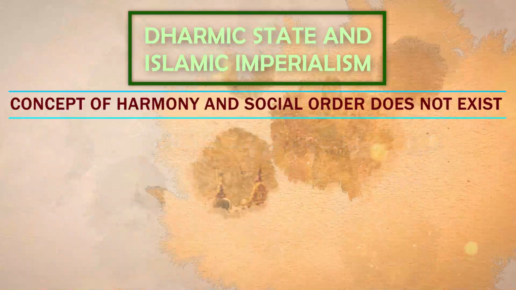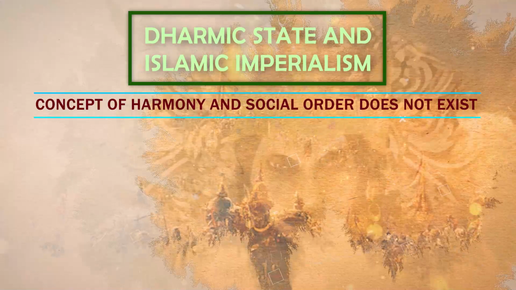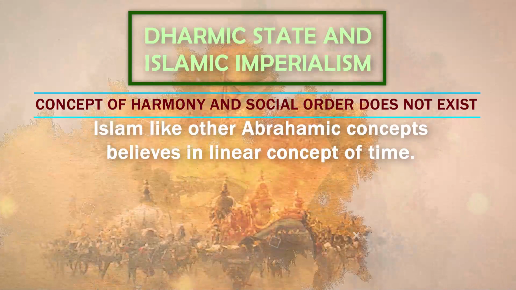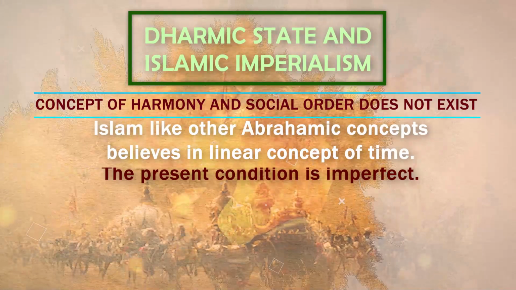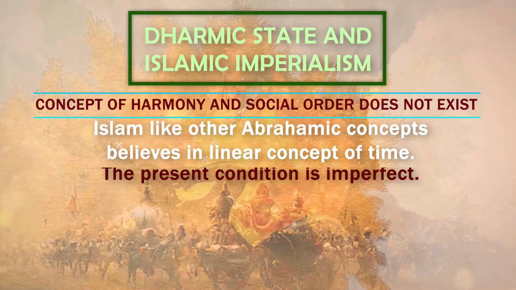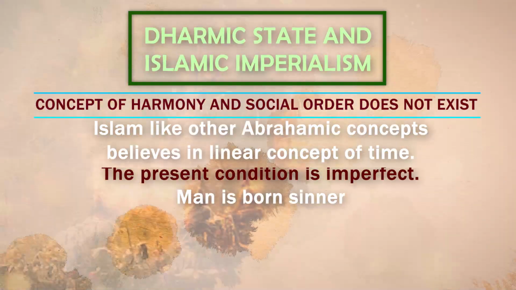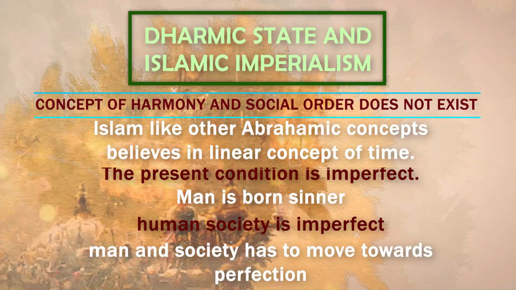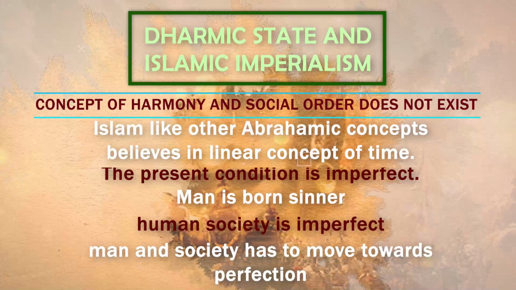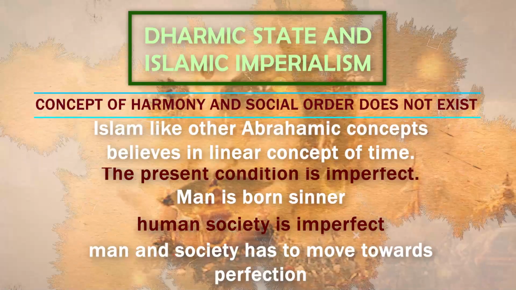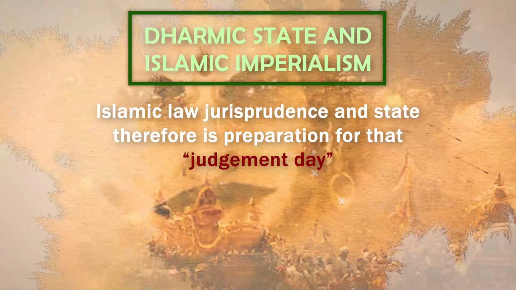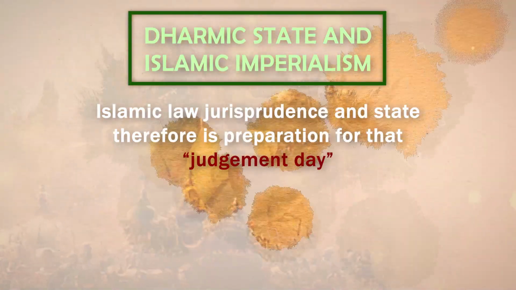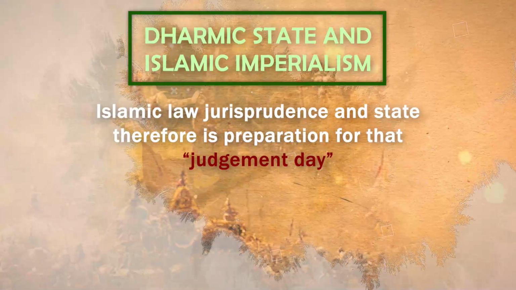The concept of harmony, social order does not exist, because Islam, like other Abrahamic concepts, believes in a linear concept of time. In this linear concept of time, the present condition is imperfect. Man is born a sinner. Human society is imperfect. Man and society have to move towards perfection. Man has to be either saved, redeemed, or pardoned, and find good judgment on the apocalyptic day, the end of the world. At the end of the universe, everybody will be judged.